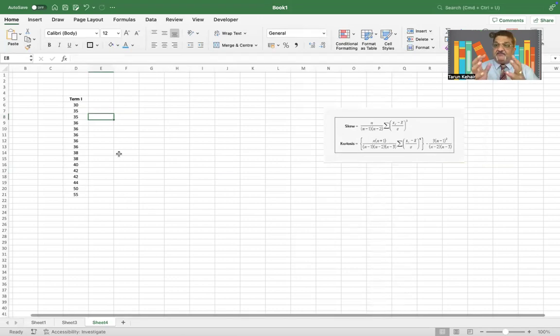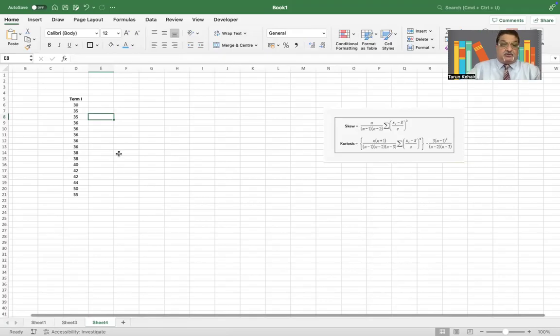Now, let's see, first of all, what kind of data or distribution it is. Is it perfectly symmetrical, which is typically what happens in a normal distribution? Or is it positively skewed, which is called the right skew? Or is it negatively skewed, which is called the left skew?